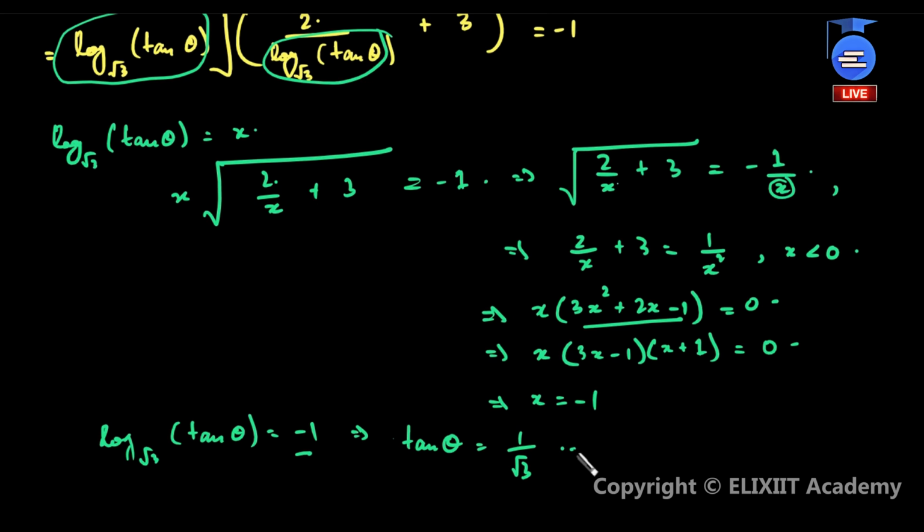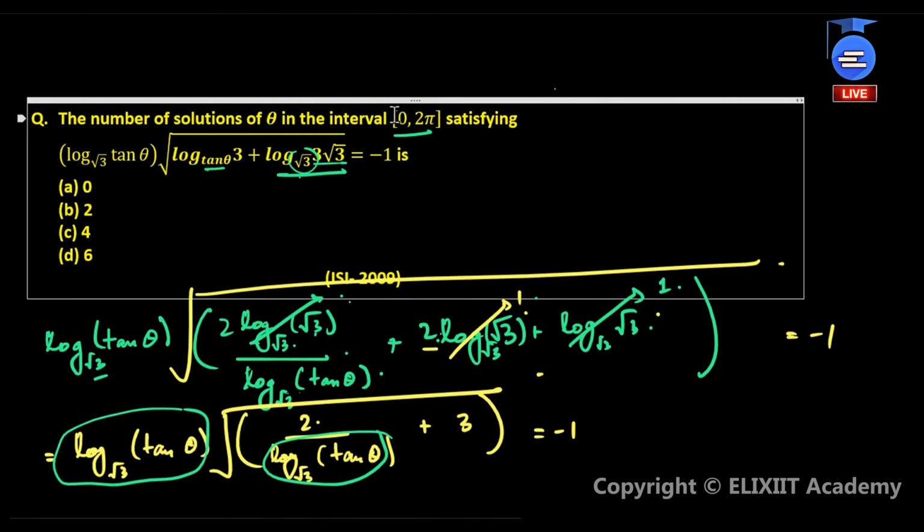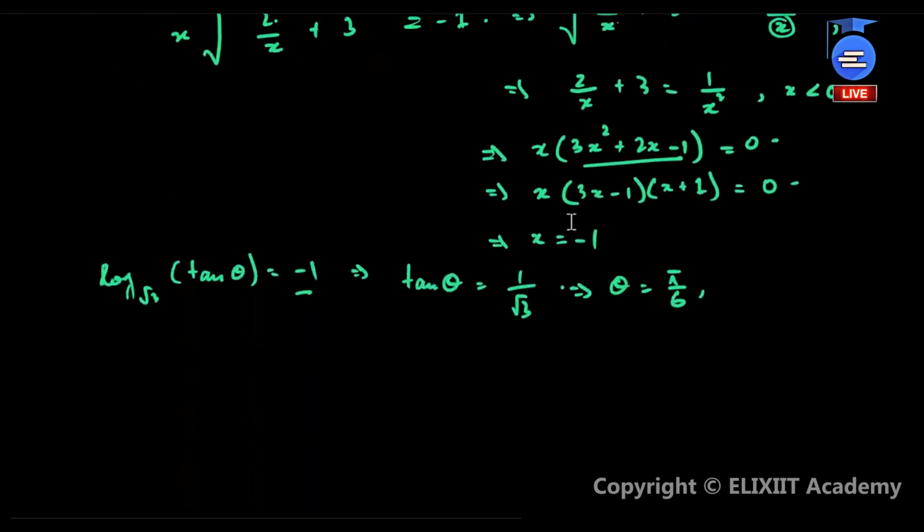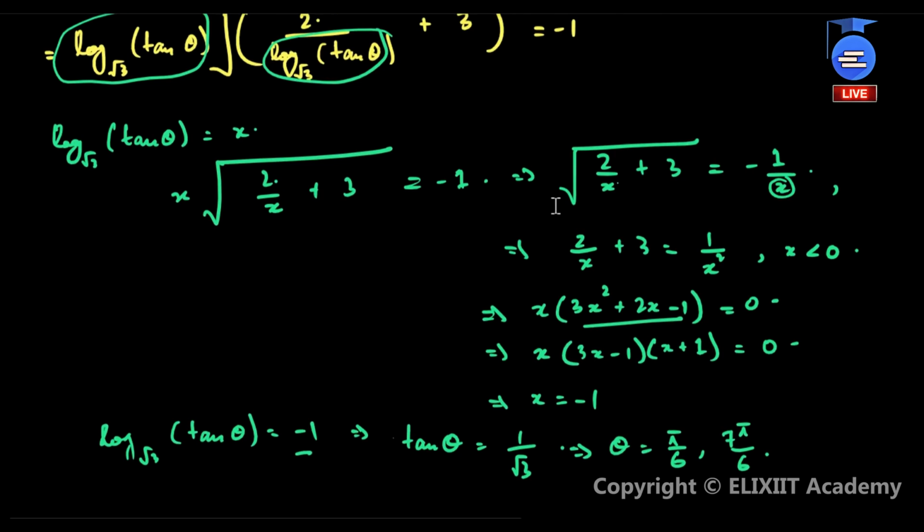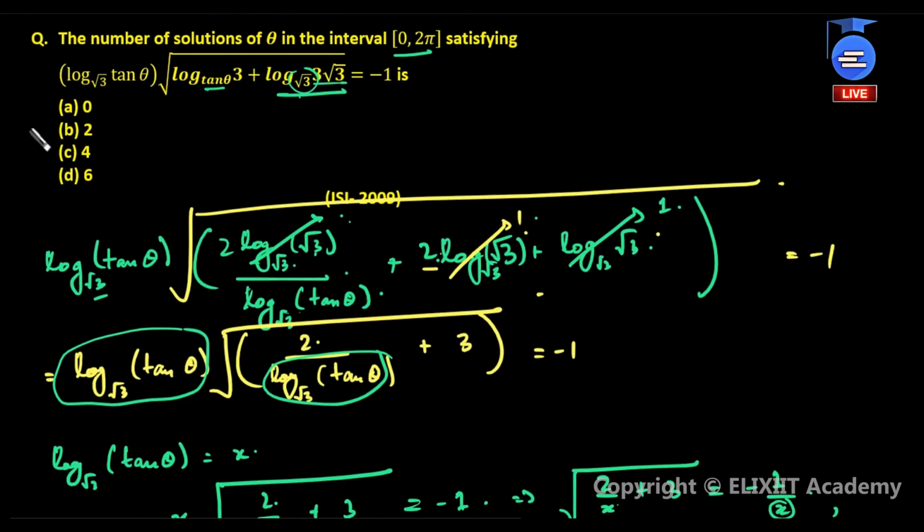So what will theta be from here? Theta will be pi by 6, and what else? Pi plus pi by 6, third quadrant. Pi by 6 is one of the values where this equation is satisfied. We have to be very careful here. They have mentioned 0 to 2 pi as the restriction. So here we have theta is pi by 6 and pi plus pi by 6, third quadrant, that is 7 pi by 6. So we have two solutions for theta, that is pi by 6 and 7 pi by 6.